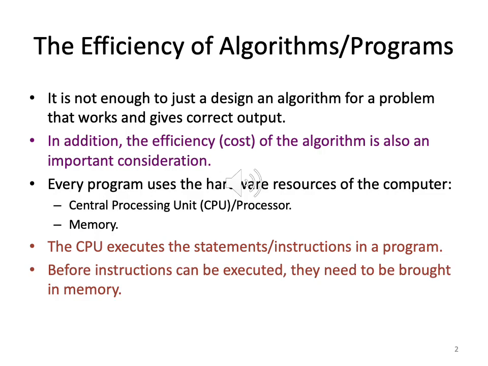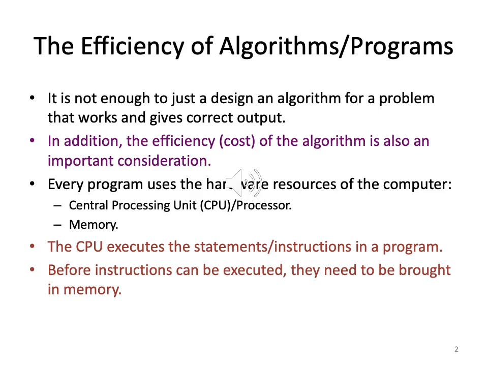Memory: before instructions can be executed, they need to be brought into memory. Your C program is running in your IDE, in Eclipse or Code::Blocks or whatever. That program is running in its own memory space, right? It's a process. It has its own block of memory which is allocated to it by the operating system. So it's running in its block of memory.